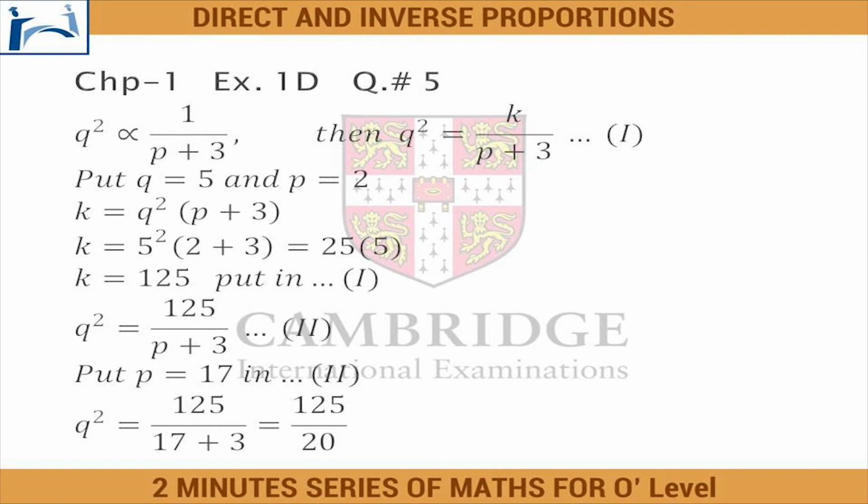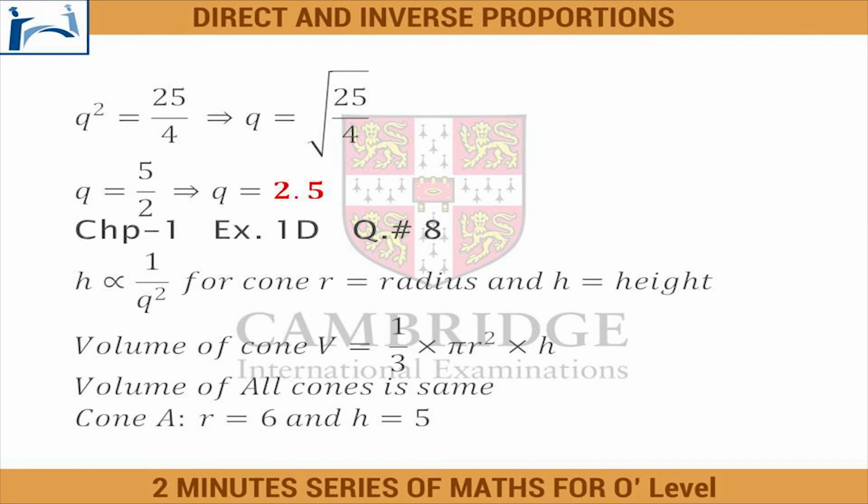Now we put p equal to 17 in equation number 2. We get q square equal to 125 over 17 plus 3. That is equal to 125 over 20. And we have q equal to under root of 25 over 4. Now q equal to 5 by 2. Then q is equal to 2.5.